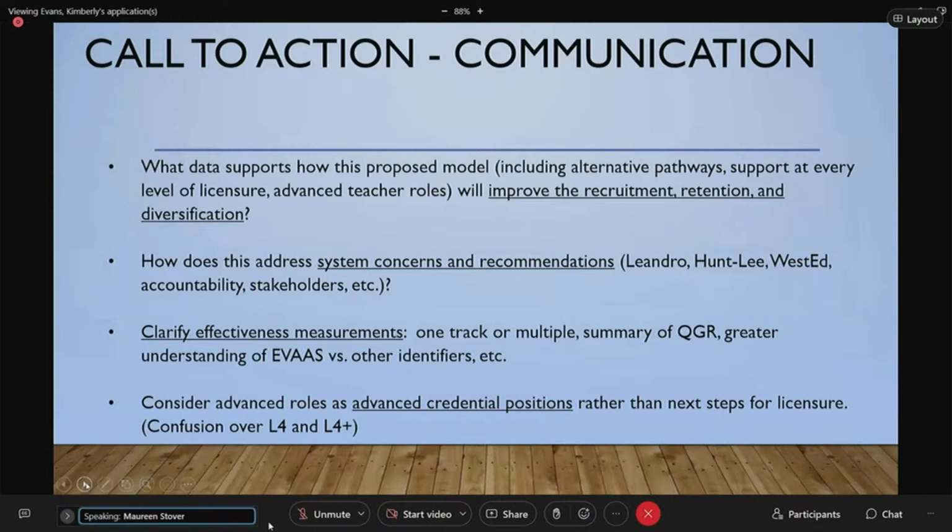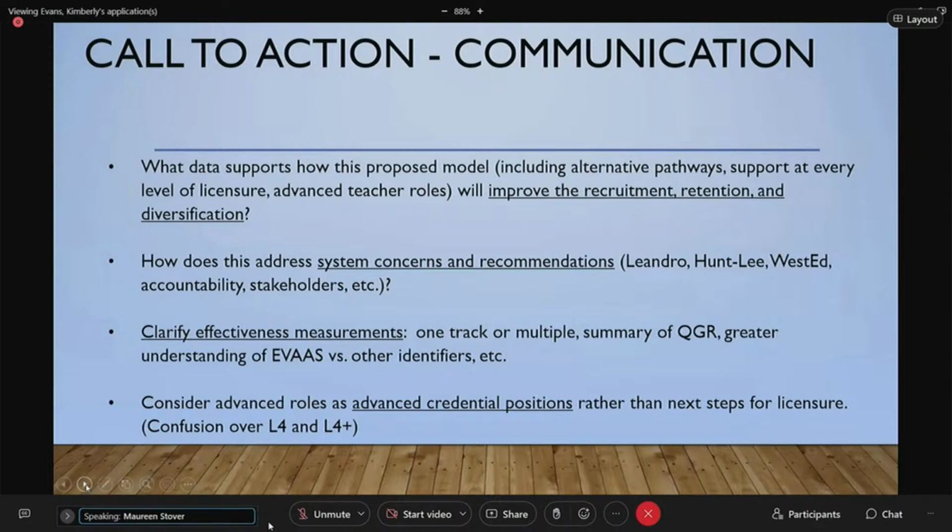So we definitely need to clarify that to help teachers understand how this may work. And then finally, consider the advanced roles as advanced credentialed positions instead of the next steps for licensure. So if we look at the current infographic, it appears that after you become a level 4 teacher, your next progressive step in licensure would be to become a level 4 plus classroom excellence teacher and then become a level 4 plus adult leadership teacher.